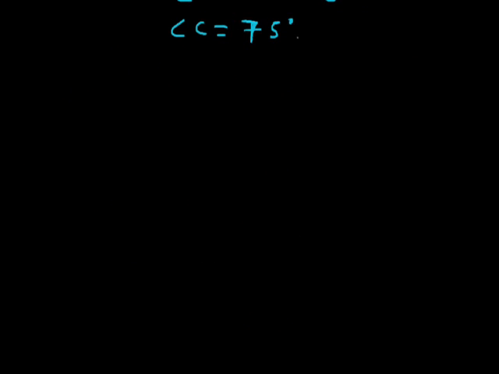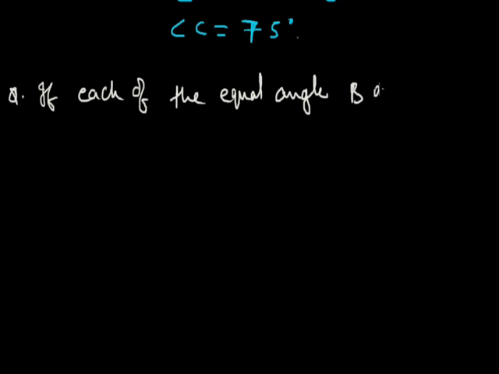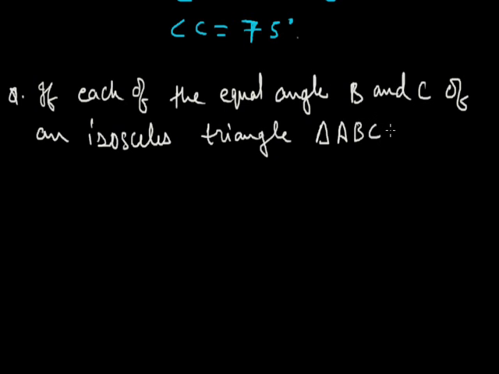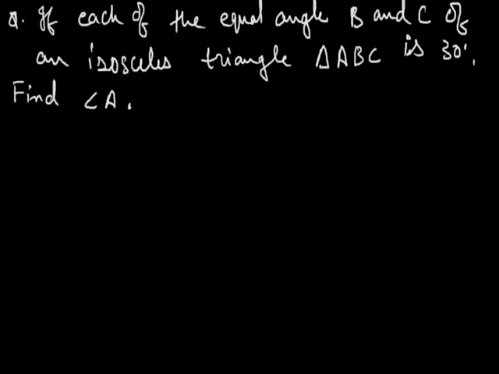Next type of question is if each of the equal angle B and C of an isosceles triangle ABC is 30 degree, then we have to find angle A. Since the triangle is isosceles, therefore both the angles B and C will be equal, and we have to find the third angle, angle A.